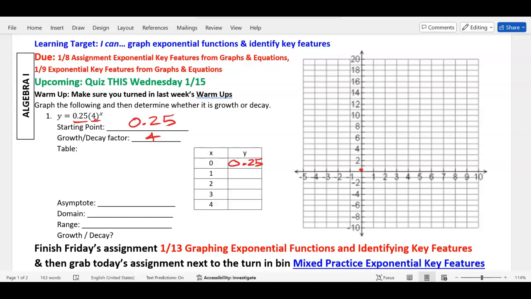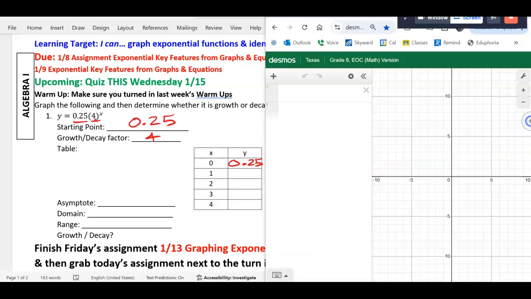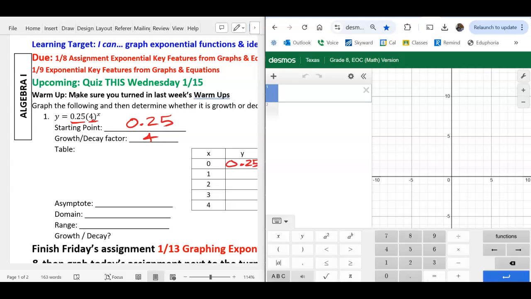Let's go ahead and look at Desmos. Okay, so we have this. We're going to type this in. Y equals 0.25 parentheses 4 to the power of x. Right? So you can use Desmos to graph it.